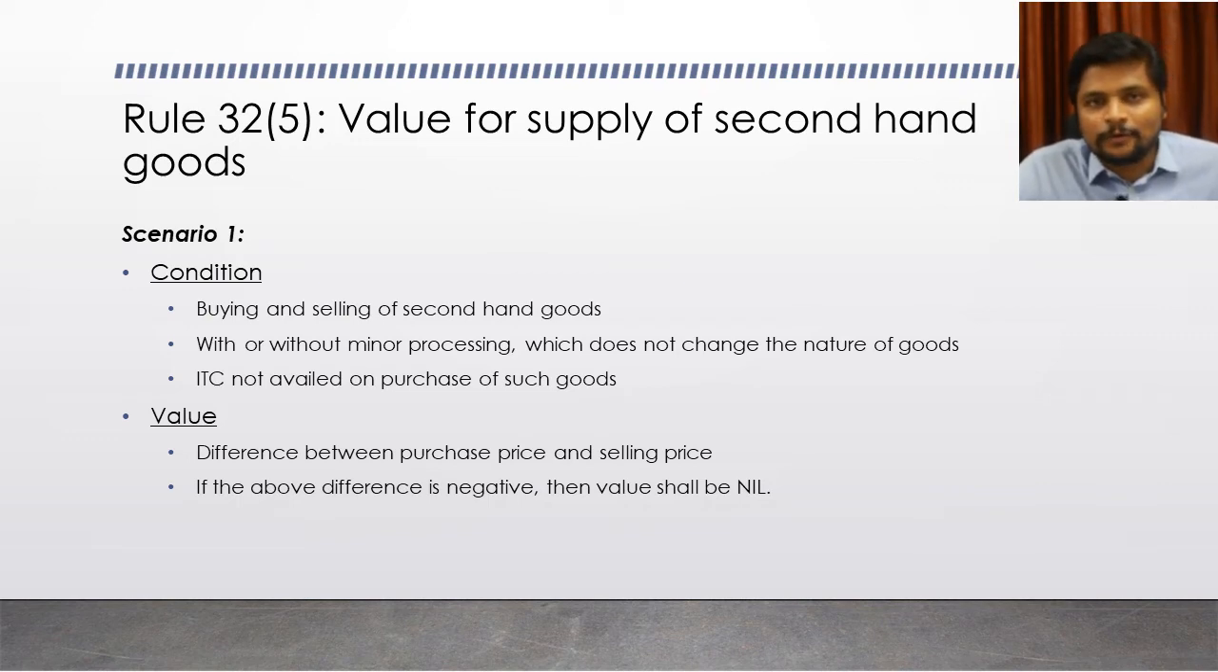So under scenario 1, the supplier has to be in the business of buying and selling second-hand goods, and the goods have to be sold without much further processing which changes the nature of the goods itself. Third, he has not availed any input tax credit on the purchase. In that case, the value will be just the difference between the purchase price and the selling price. If the difference is negative, then it will be taken as nil.